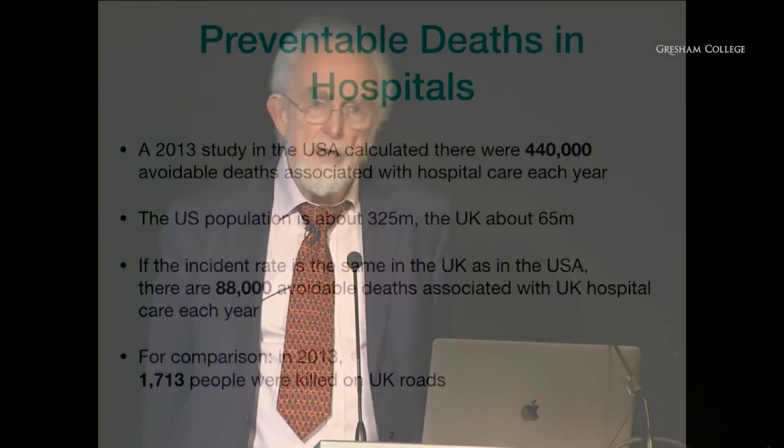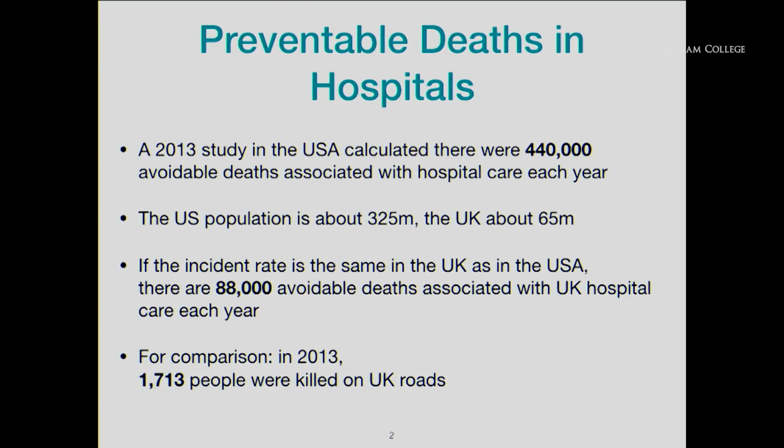So I'd like to start by looking at the scale of the problem. There was a study in 2013 of avoidable deaths in American hospitals. And it came up with an enormous number, 440,000 avoidable deaths in American healthcare. If you scale that by taking the American population and scaling it by the UK population and make the assumption that the number of avoidable deaths in healthcare will be the same in proportion in the two countries, that would mean that there are 88,000 avoidable deaths in the NHS every year.